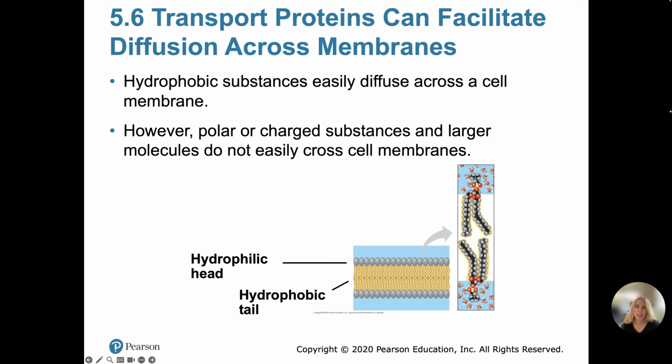Starting out with facilitated diffusion, transport proteins can help facilitate diffusion across membranes for molecules that are not able to cross the membrane easily on their own. Hydrophobic substances easily diffuse across the cell membrane, like we've already talked about, and that's due to the composition of the phospholipid bilayer of the membrane.